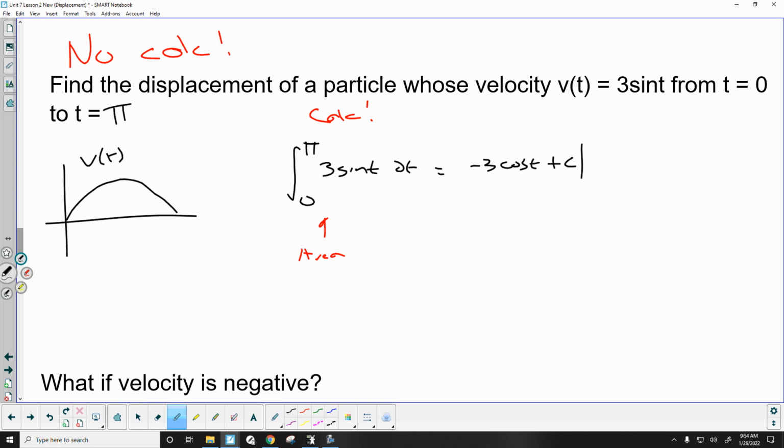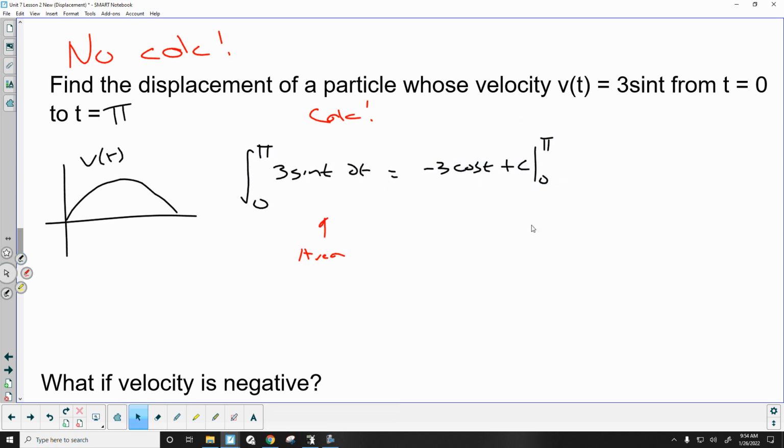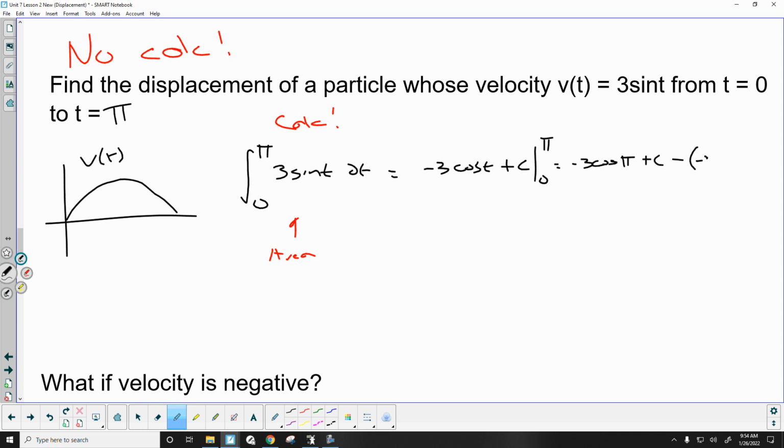I will then plug in 0 and pi. I would get -3 cosine pi plus c minus -3 cosine 0 plus c. Since c is our initial position, my c's will cancel. So in reality, we can actually go back and not even worry about it from the start, since I'm subtracting these two positions and I'm just getting my displacement.